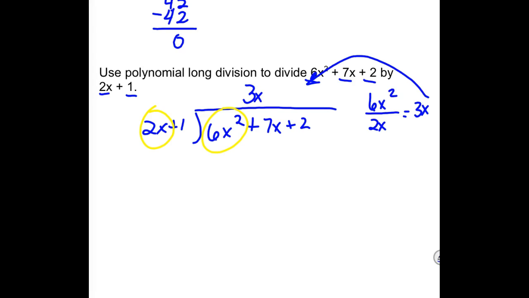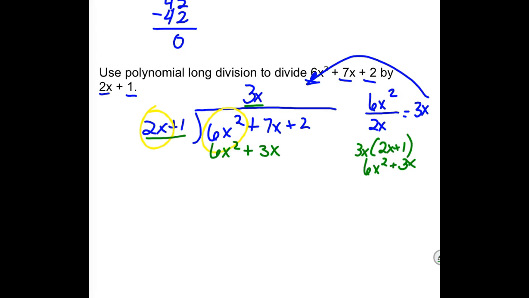Just like in the last problem, we wrote a 3 on the top. Now we're going to take the 3x and this whole thing, the 2x plus 1, and multiply them back together. Just like on the last question, we took the 3 times the 21. Now we have a 3x and a 2x plus 1. We're going to multiply them back together. We get 6x squared plus 3x. That goes underneath here, kind of like the 63 that we had on the last question.